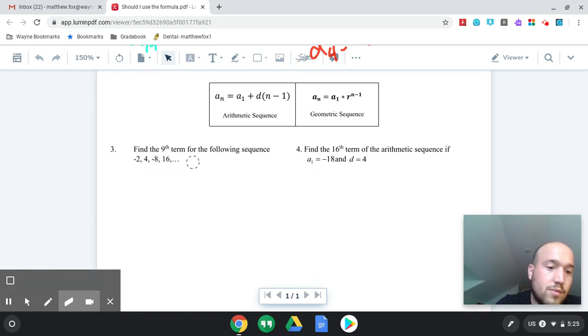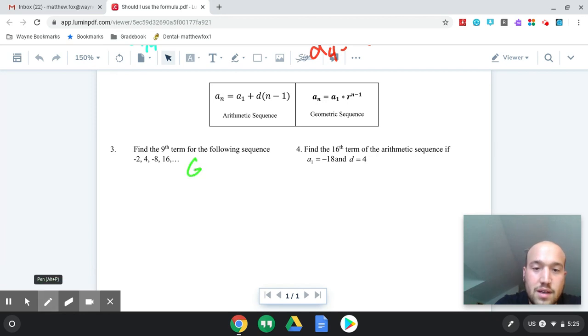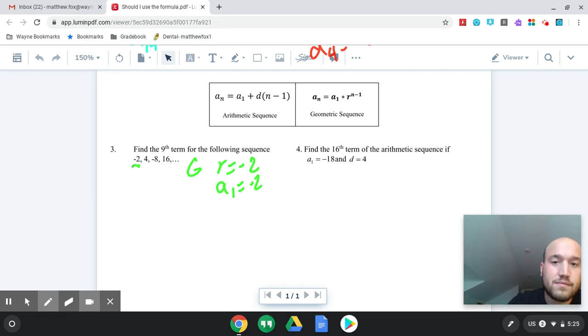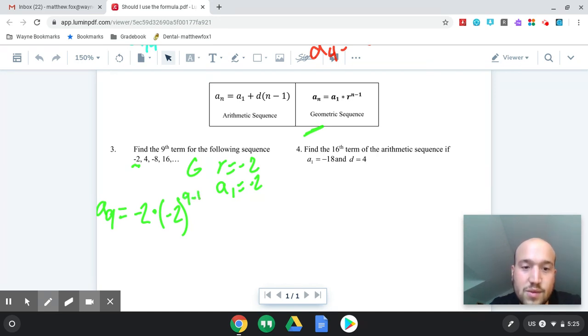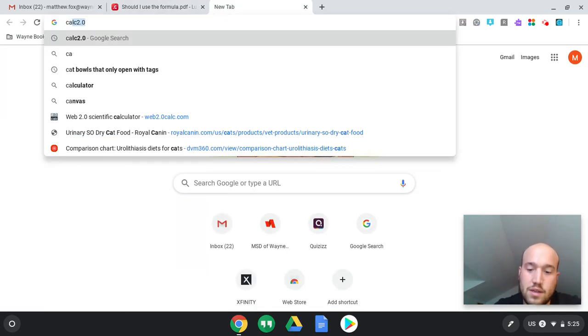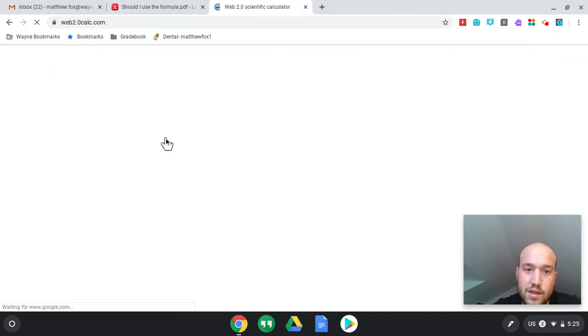So we can put a G, and our r value equals negative 2. And in fact, our a sub 1 is also equal to negative 2, because that was the first term over here. So if we use this formula right there, we'll do a sub 9 equals negative 2 times, I'll put it in parentheses, negative 2 raised to the 9 minus 1. Now, 9 minus 1 is going to be 8. I don't expect you to know this, okay? You could do it, you could figure it out, but if you don't, that's totally fine.